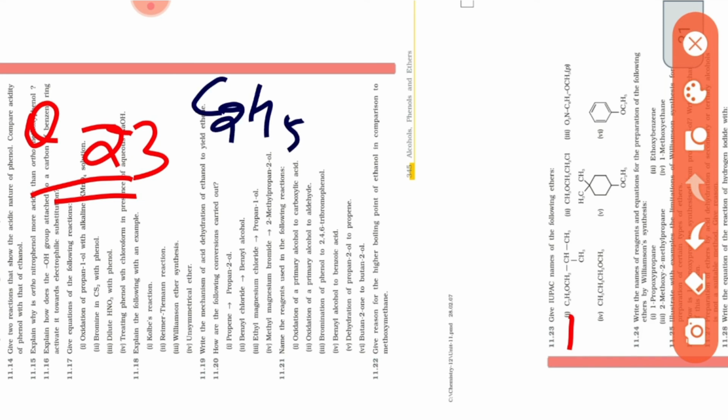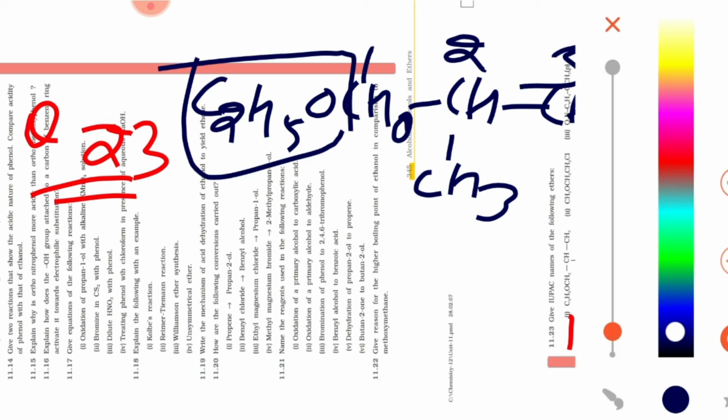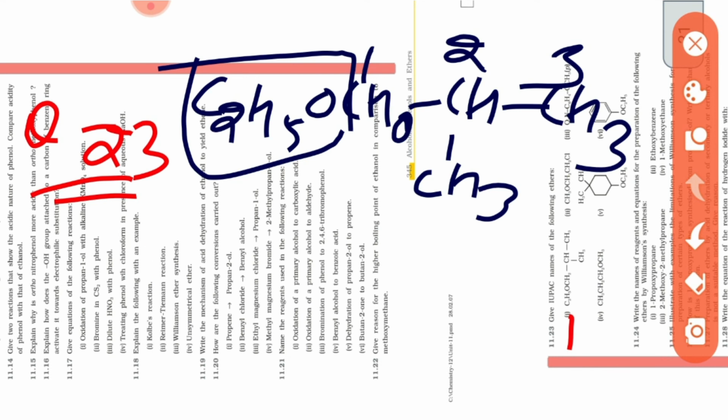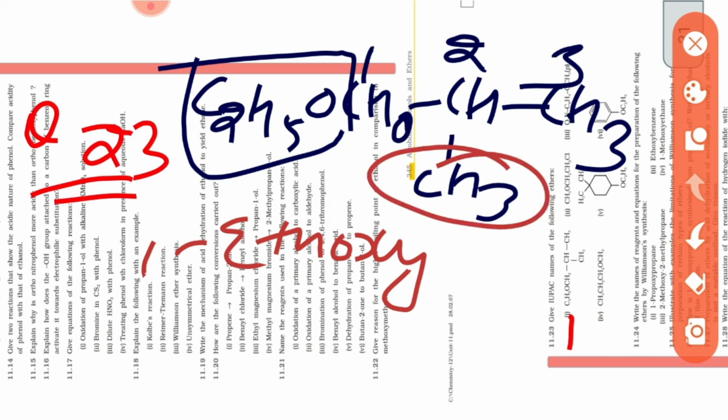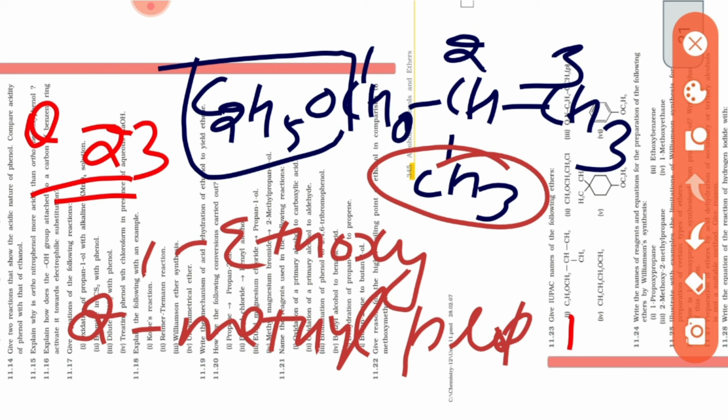C2H5 O CH2 CH CH3, this is CH3. Then what to do there, beta? What will come here? It will become 1, 2, 3. Okay, this is called 1-ethoxy. What do you call it? 1-ethoxy, then 2-methyl propane. Okay, then after that you see the second part.